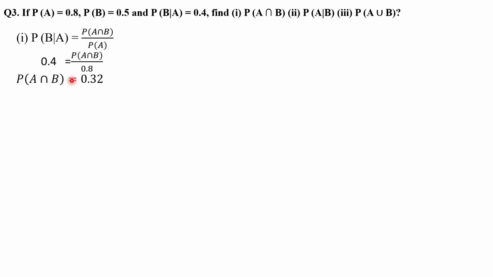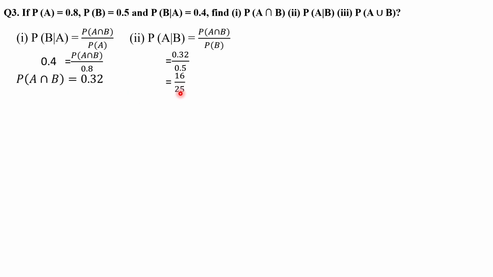Now, question number three. If the probability of A is given, the probability of B is given, and the probability of B given A is 0.4, you need to find the first part, probability of A intersection B, then the second part, probability of A given B, and then the third part, probability of A union B. Now, how will you find the probability of A intersection B? Obviously by putting in the formula. You just need to put the values and you will get the answer.